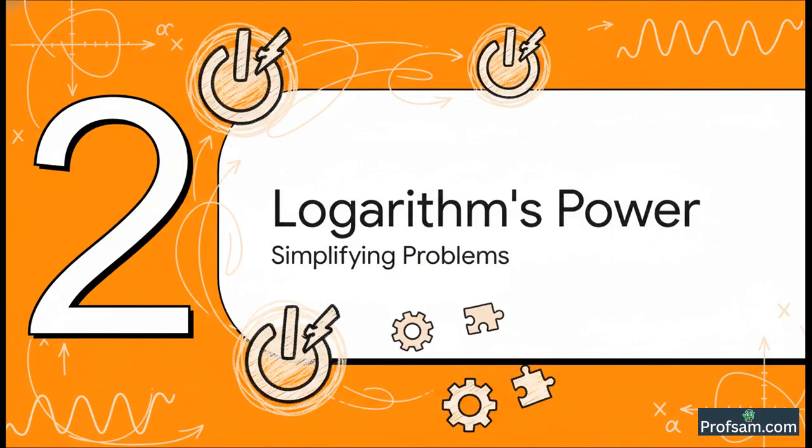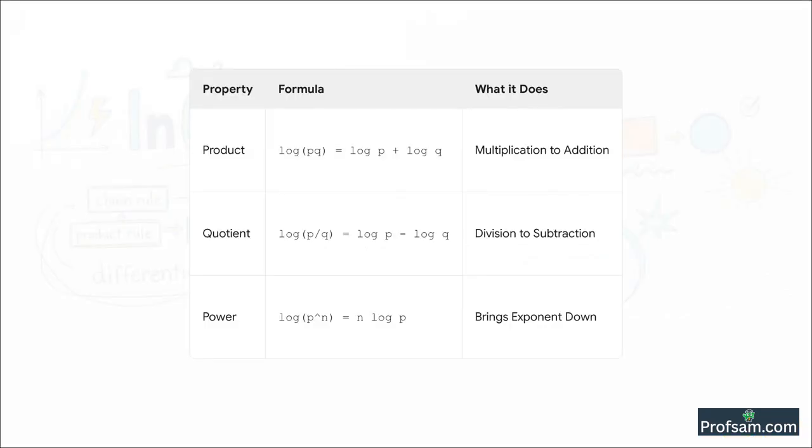So what is the secret here? How does this even work? Well, it all comes down to the magic of logarithms. Logarithms have three special properties. Let's call them superpowers that can turn really tough problems into much easier ones. And this table here just illustrates that magic perfectly.